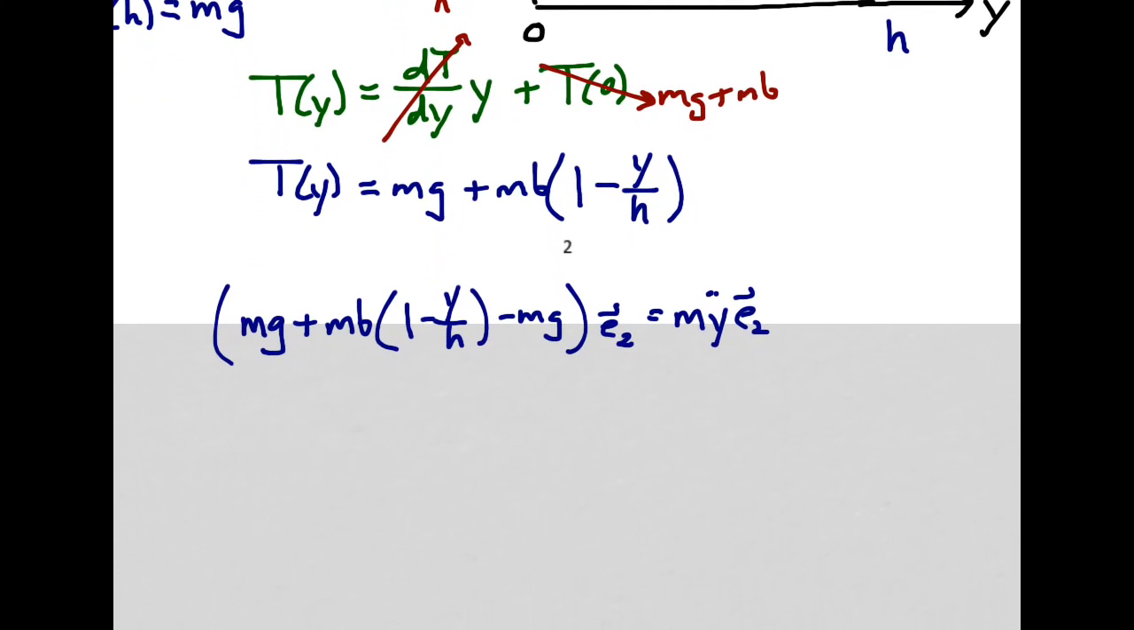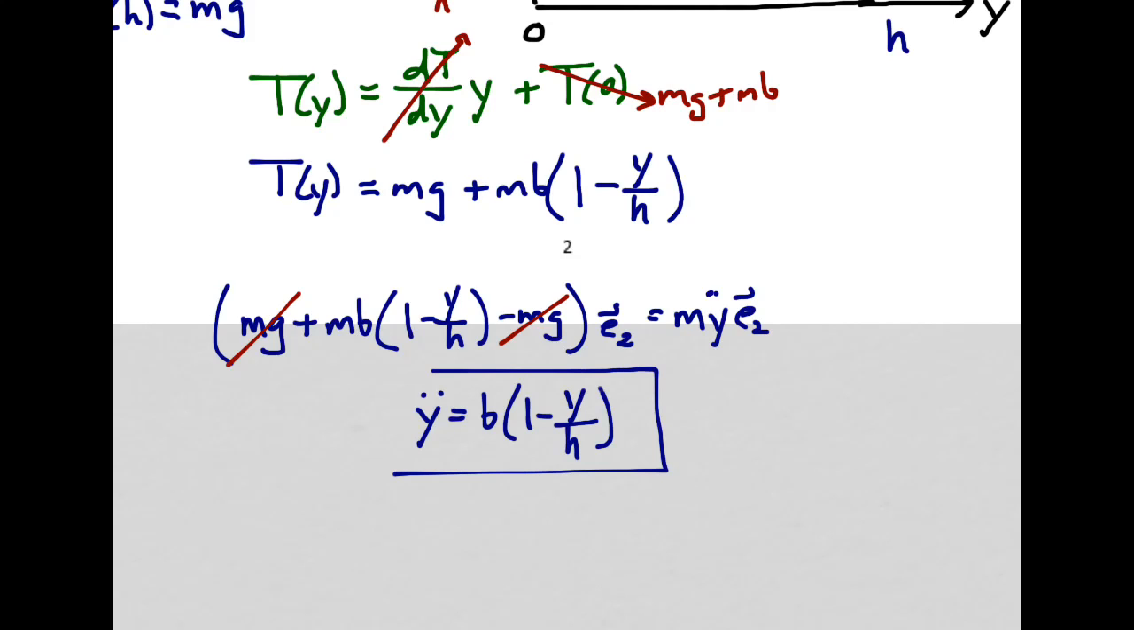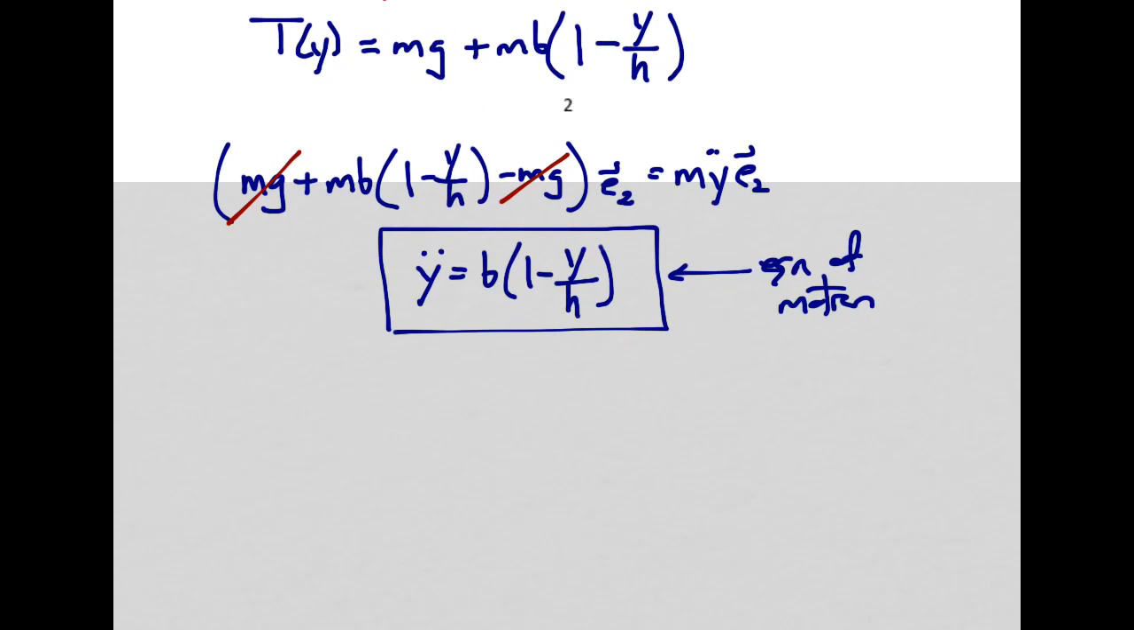So what we see here is that mg cancels with mg, and so our equation of motion for this system, based on this force profile that we have, is y double dot is equal to b times 1 minus y over h. So this is our equation of motion. And while we're at it, let's solve this equation of motion.